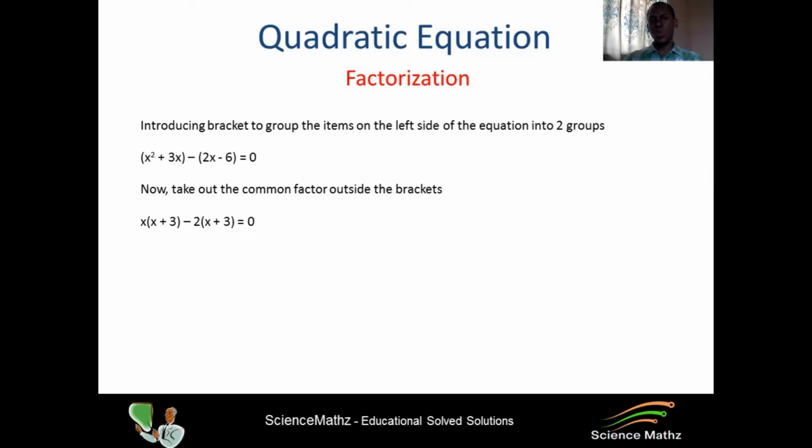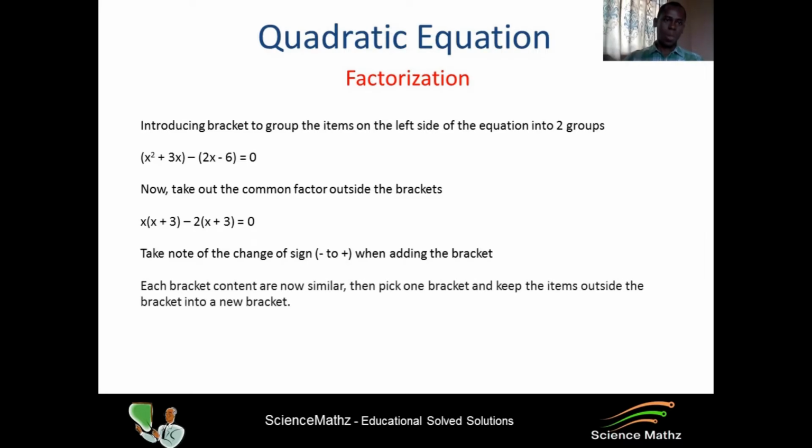Invariably, the minus between the 2s and the 6 becomes plus in the new equation, because minus 2 times s will give you minus 2s in the above equation. Minus 2 times plus 3 will give you minus 6 in the above equation. So this shows that our new equation is quite correct. Okay? If you are still confused, drop a comment and I will get back to you. Now take note of the change of the sign when taking out the common factor. Okay?